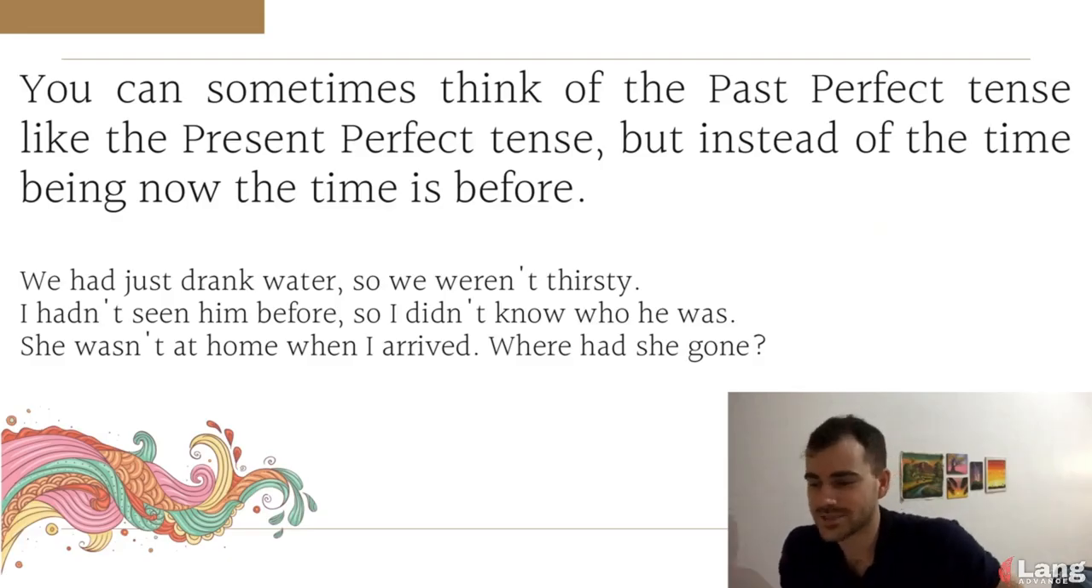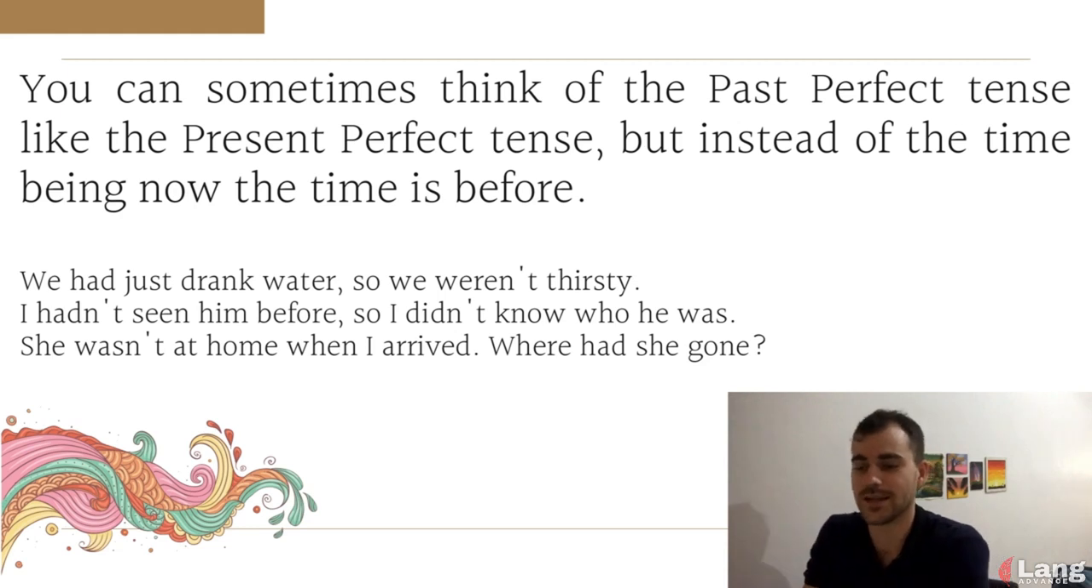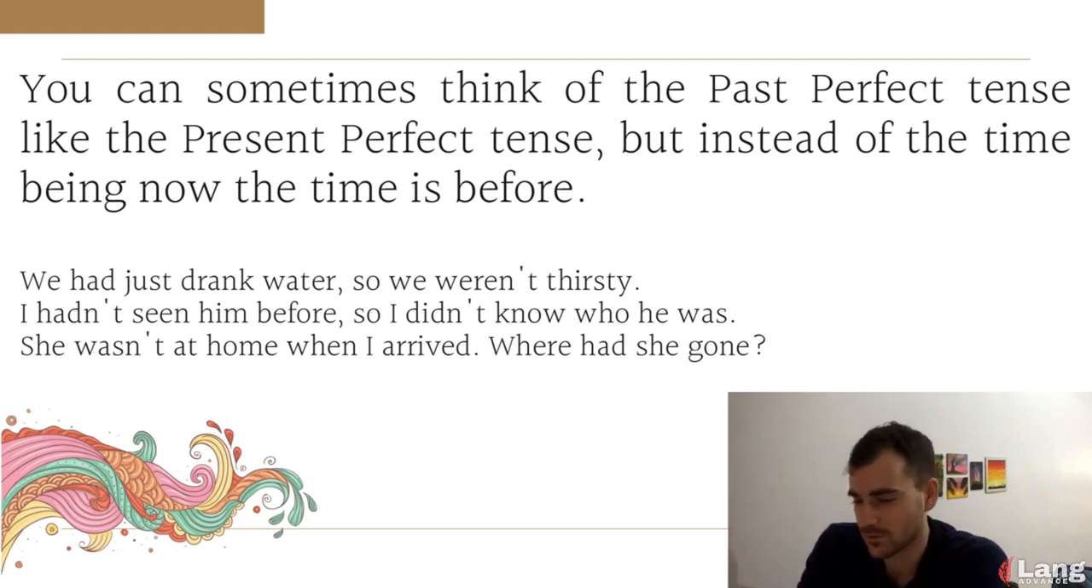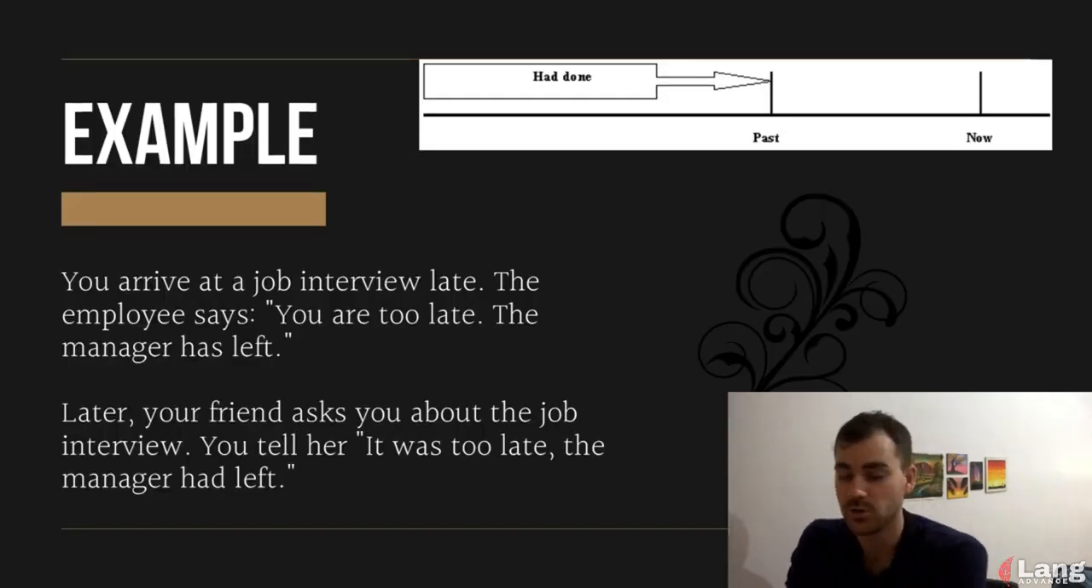You can sometimes think of the past perfect tense like the present perfect tense, but instead of the time being now, the time is before. We had just drank water, so we weren't thirsty. I hadn't seen him before, so I didn't know who he was. She wasn't at home when I arrived. Where had she gone?